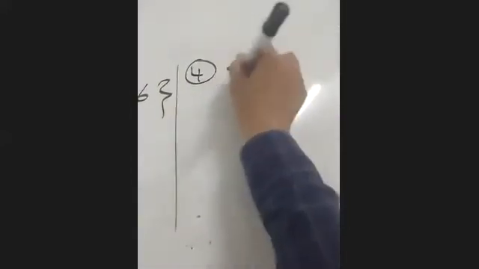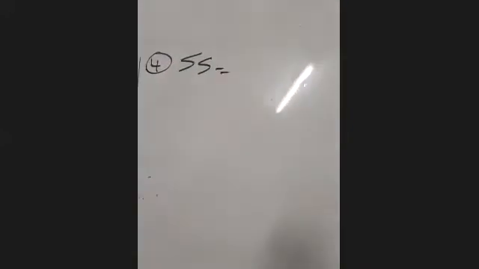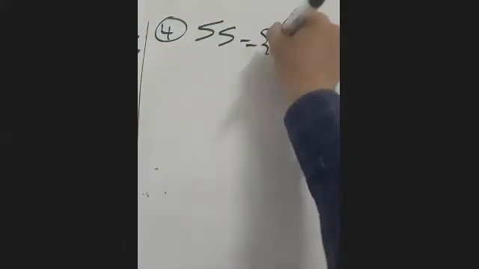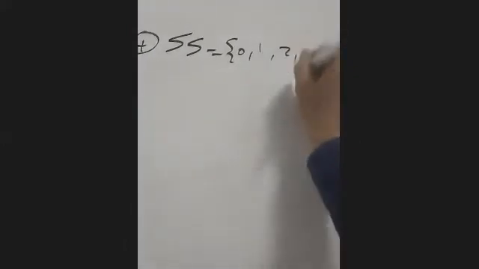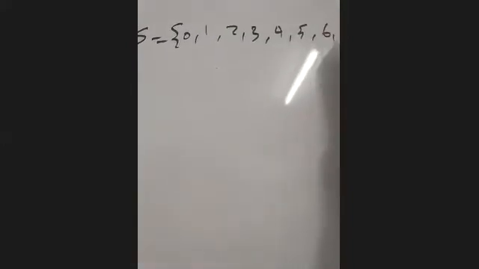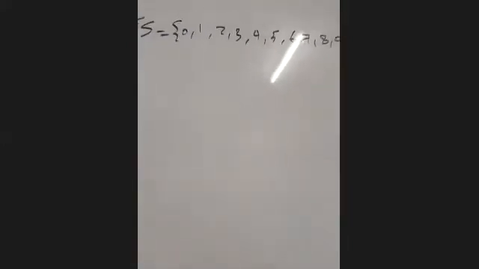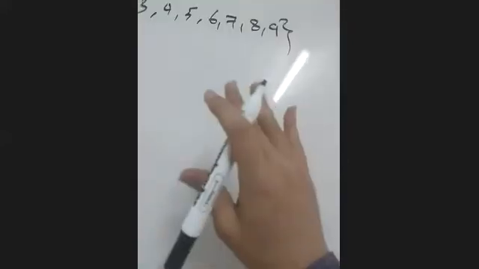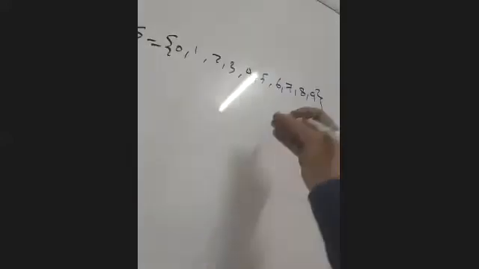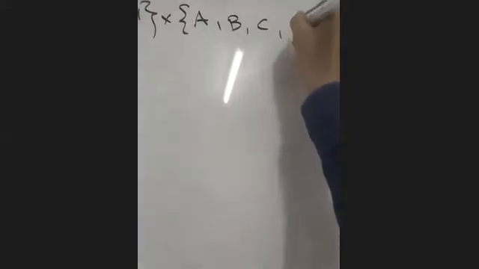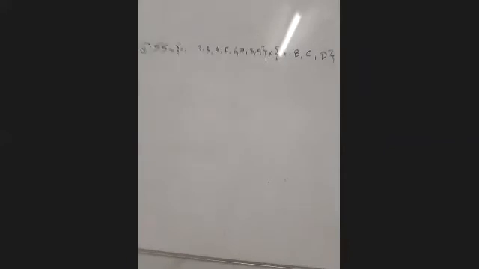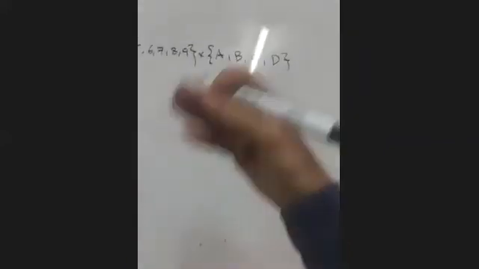What do we start with? A number from 0 to 9. What are the choices here? 0, 1, 2, 3, 4, 5, 6, 7, 8, 9, right? This is the first step. A number from 0 to 9 is selected. Then a letter from A to D. A or B or C or D. So we want to select a number, then we want to select a letter.